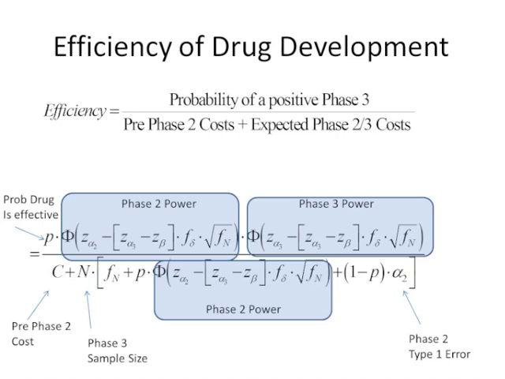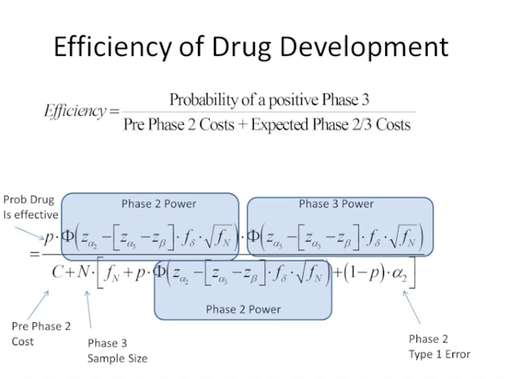can be shown that the drug company will attempt to maximize the efficiency of drug development, which is defined here on the first line of the slide. Efficiency is the ratio of the probability of a positive Phase 3 for an efficacious drug divided by the expected cost of development. It's assumed here that Phase 3 is undertaken only when the Phase 2 trial is positive.